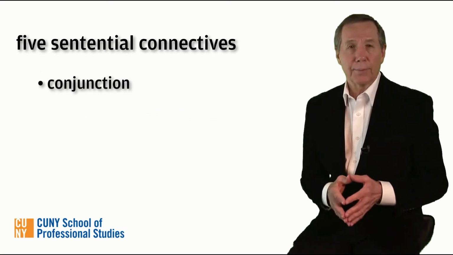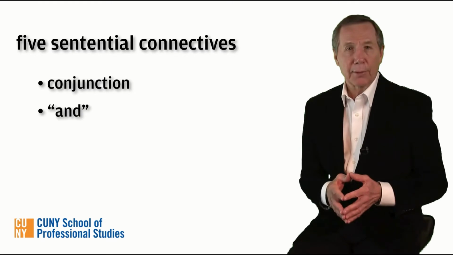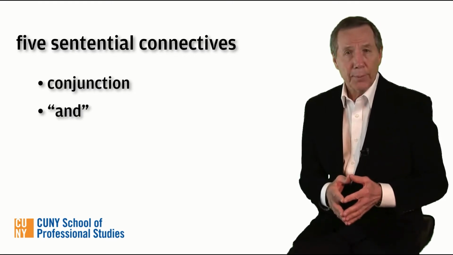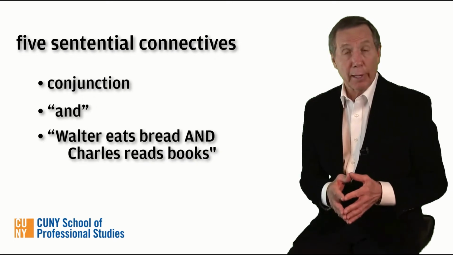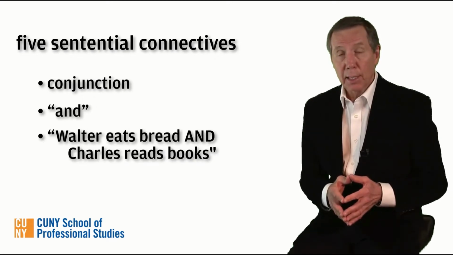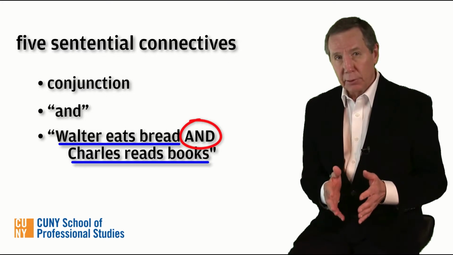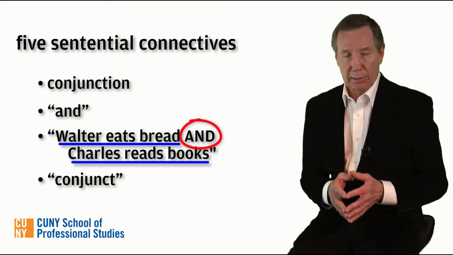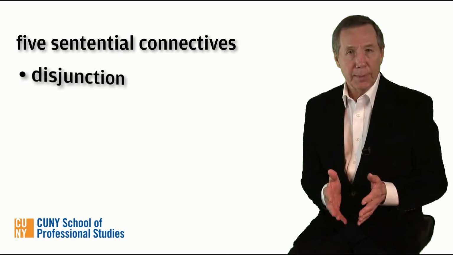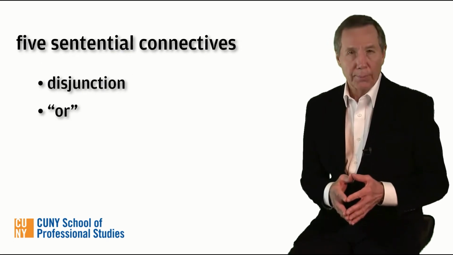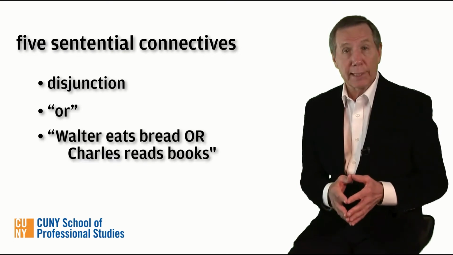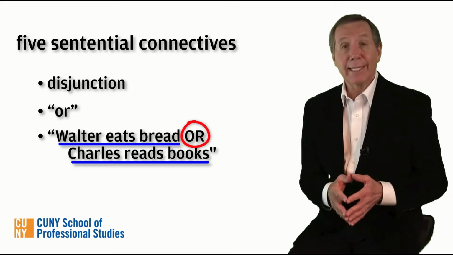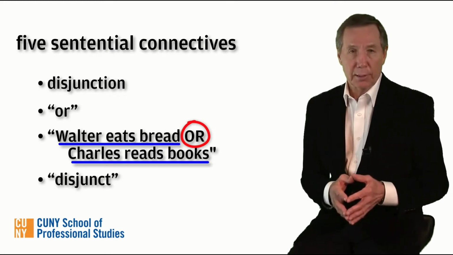Second, conjunction, most often expressed in English by the word "and." For example, we could conjoin two sentences as follows. Walter eats bread and Charles reads books. Note that each sentence, when conjoined, is known as a conjunct. Third, disjunction, expressed in English by the word "or." For example, we could disjoin our two sentences as follows. Walter eats bread or Charles reads books. Note that each sentence, when disjoined, is known as a disjunct.